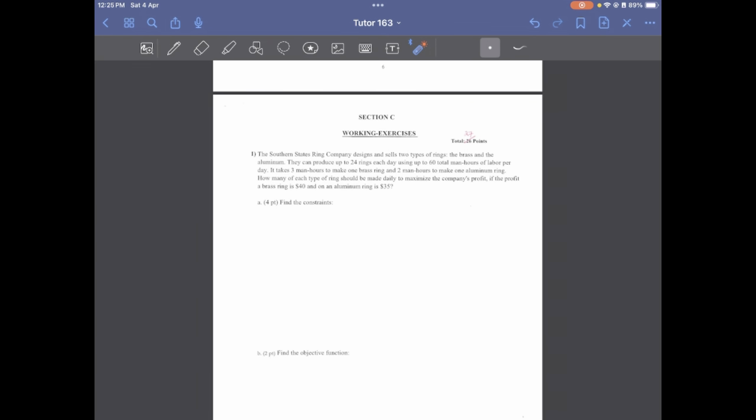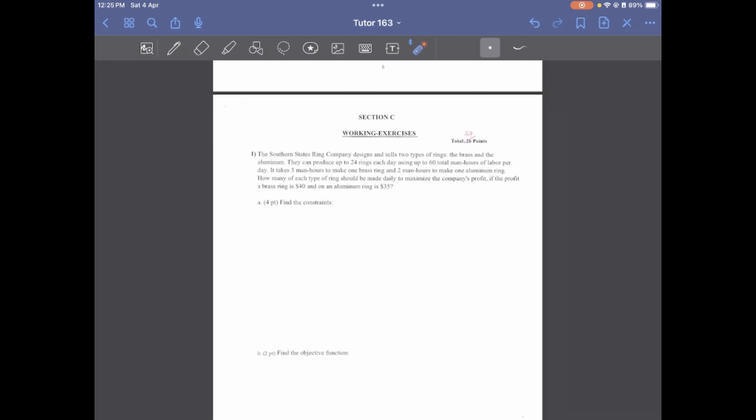So the Southern States Ring Company designs and sells two types of rings, the brass and the aluminum. They can produce up to 24 rings each day using up to 60 total man-hours of labor per day. It takes 3 man-hours to make one brass ring and 2 man-hours to make one aluminum ring. How many of each type of ring should be made daily to maximize the company's profit, if the profit on a brass ring is $40 and on an aluminum ring is $35?